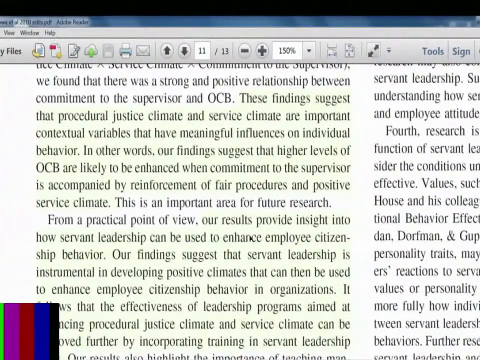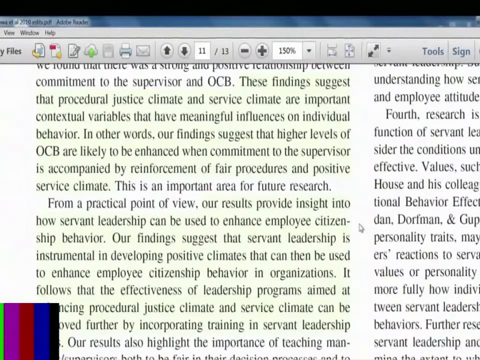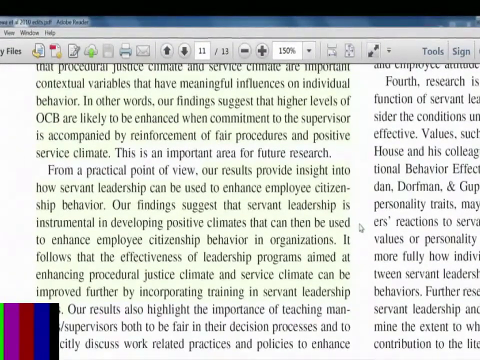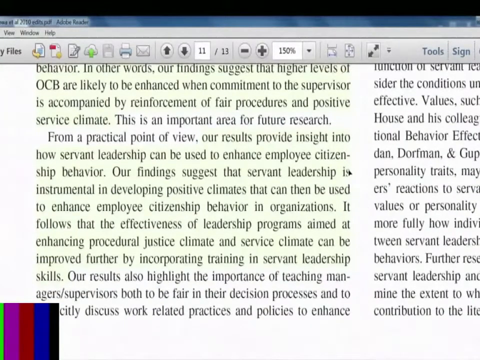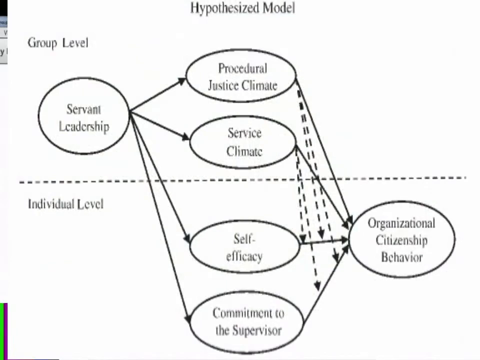From a practical point of view, our results provide insight into how servant leadership can be used to enhance employee citizenship behavior. Our findings suggest that servant leadership is instrumental in developing positive climates that can be used to enhance employee citizenship behavior in organizations. It follows that the effectiveness of leader programs aimed at enhancing procedural justice climate and service climate can be improved further by incorporating training and servant leadership skills. So it starts telling you how we can actually apply this to a business world. So if we know that what we really want is for people to start doing more than their job, which we're calling these organizational citizenship behaviors.